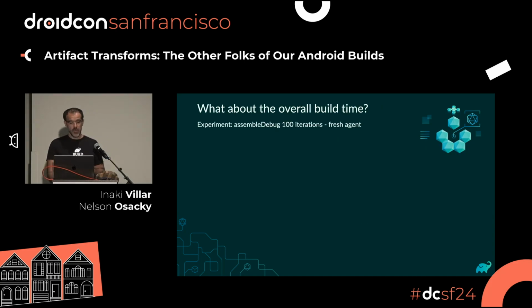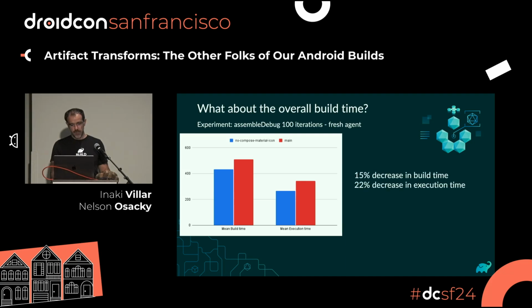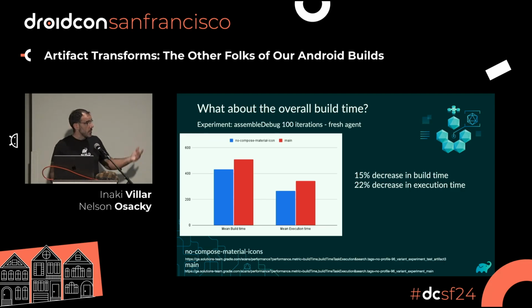We did an experiment, assemble debug, 100 iterations, fresh agent, CI with 4 CPUs, and those were the results. 15% decrease in the build time and 22% in execution time, just by removing the library and providing manually the code required. Of course, I know that this is not going to apply to everybody, right? But I just wanted to mention that by following the track of the material icons, we reduced this time in this project. You have the build scans available, in case you want to follow the investigations.